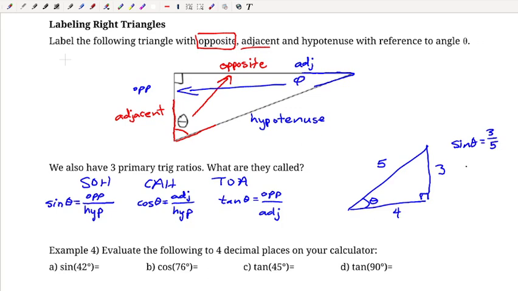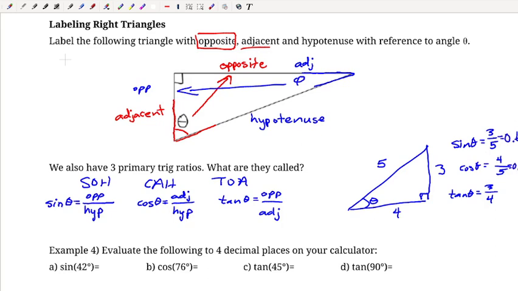Cosine of theta is adjacent, well, the adjacent side is 4, hypotenuse is 5. And the tangent of theta is the opposite side, 3, over adjacent side, 4. So we can write these trigonometric ratios as fractions. We can also write them as decimals. So like this would be 3 over 5, if you did the division, 0.6.